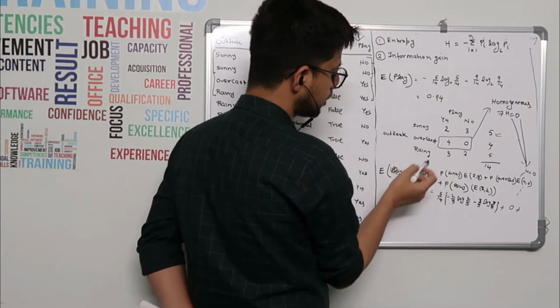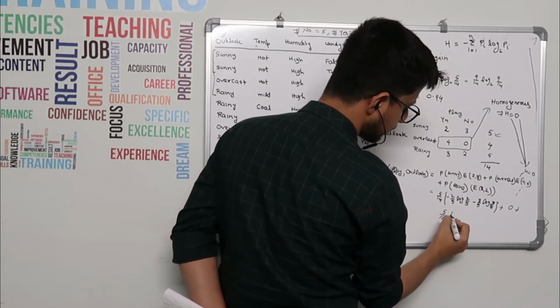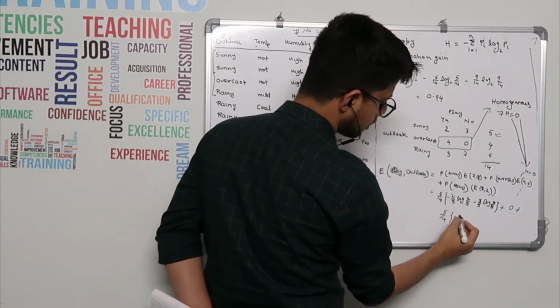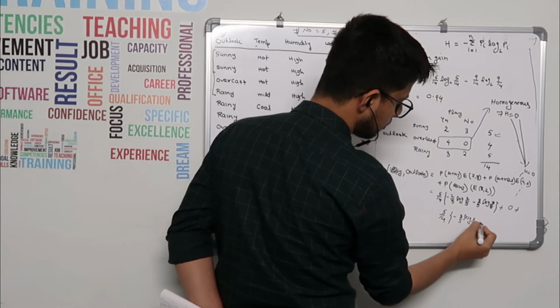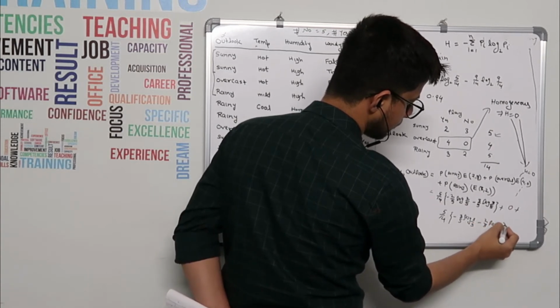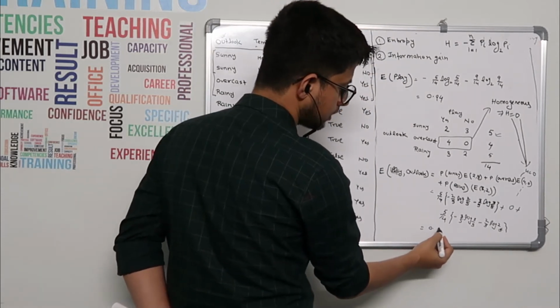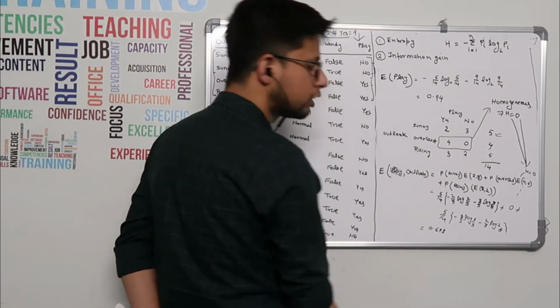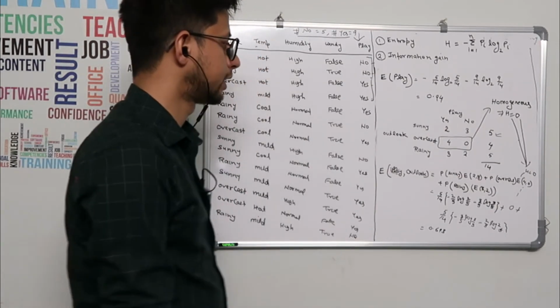Probability of rainy is 5 by 14, times minus 3 by 5 log 3 by 5 minus 2 by 5 log 2 by 5, correct. Now if you solve this, it will come to 0.693. You solve it, it's simple mathematics. It will come to 0.693, correct.